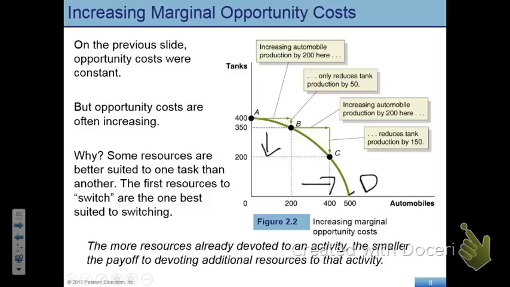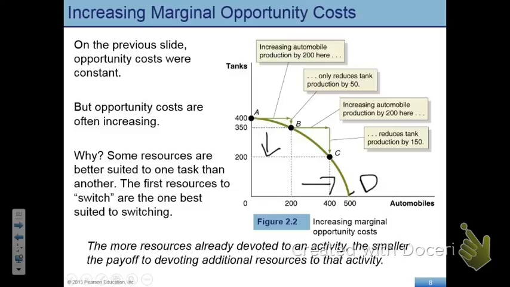When the economy was moving from A to B, it was allocating some initial resources to the automobile industry. They were very productive, but further reallocation of resources from tanks to automobiles is no longer that productive. And you can see that. Initially, when the economy was giving up 50 tanks, it was gaining 200 automobiles. Now the economy gives up 150 tanks, it still gets 200 automobiles. So we can see clearly that the opportunity cost of making automobiles is going up. Do we all see that?